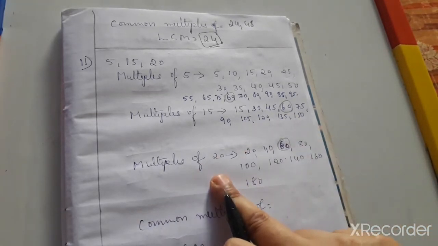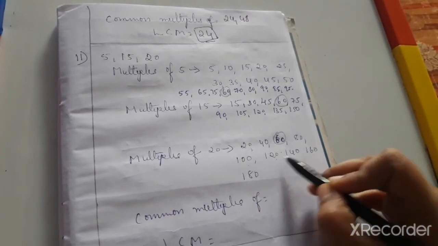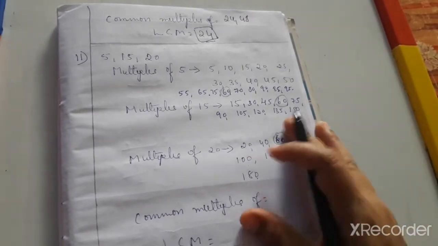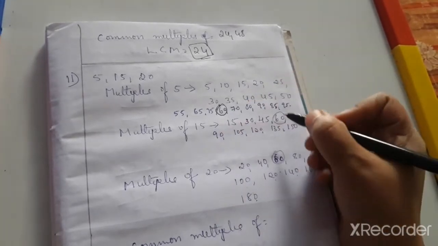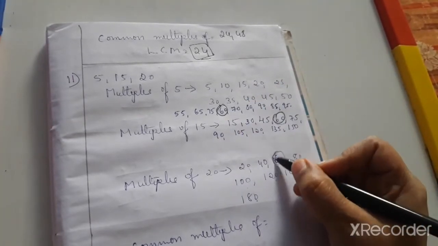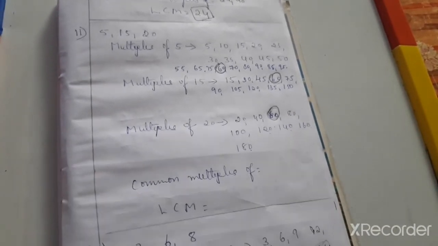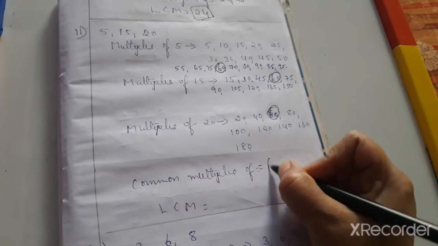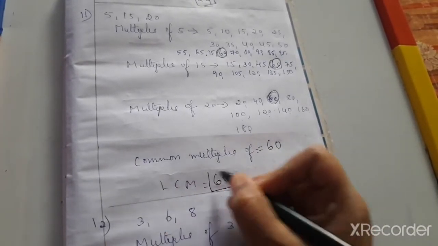Multiples of 20 means 20 ones are tables: 20, 40, 60, 80, 100, 120, 140, 160, 180. And we have to check the common multiples. 60 is common. Any other numbers? No other numbers. So the common multiple is 60, and the least common is only one, so the least common is also 60.